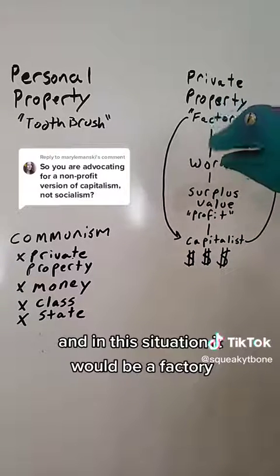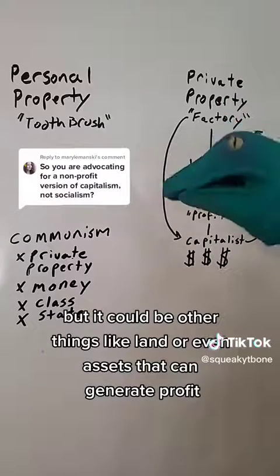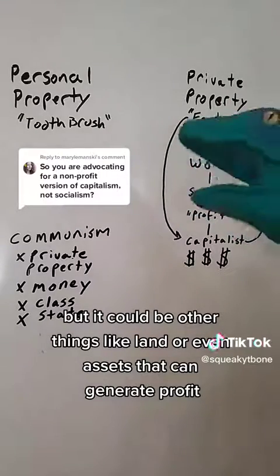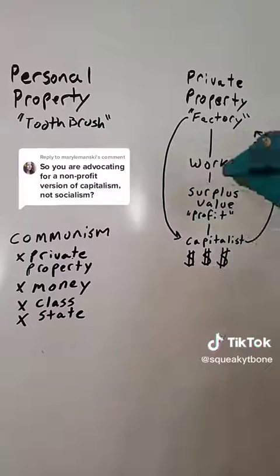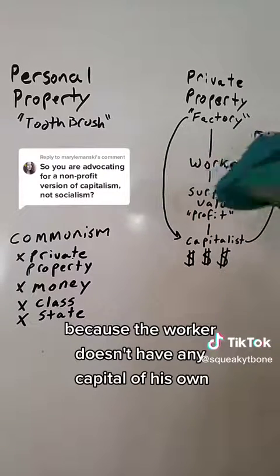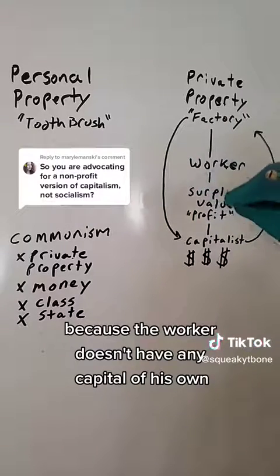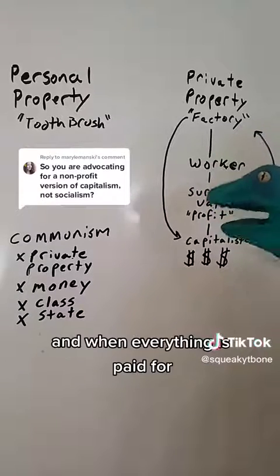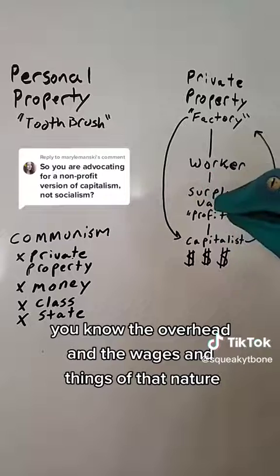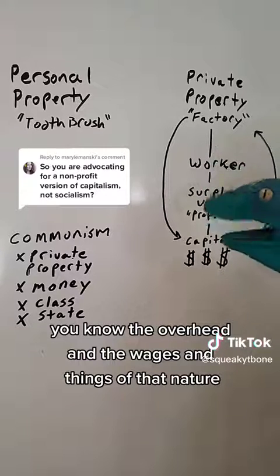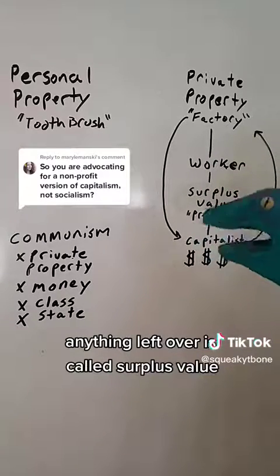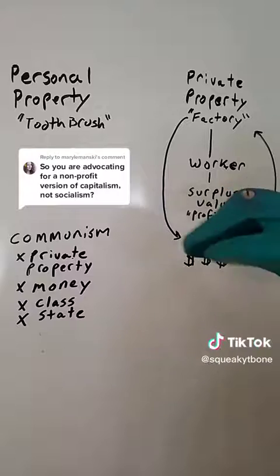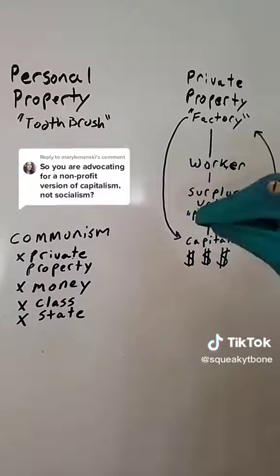this situation it would be a factory, but it could be other things like land or even assets that can generate profit. Then you have the worker. Because the worker doesn't have any capital of his own, he has to sell his labor in order to survive. And when everything is paid for, the overhead and the wages and things of that nature, anything left over is called surplus value, or we also call profit.